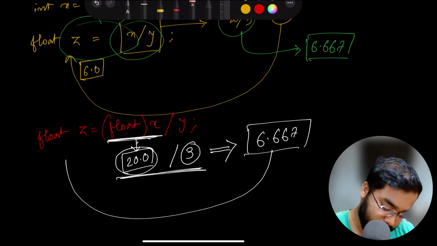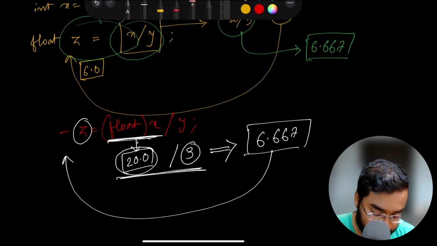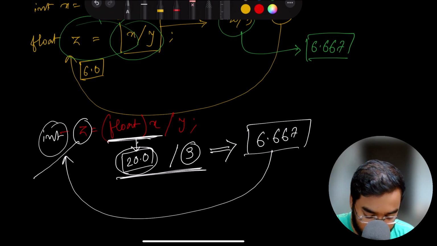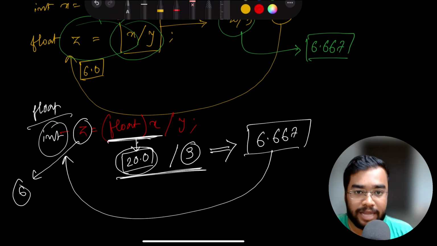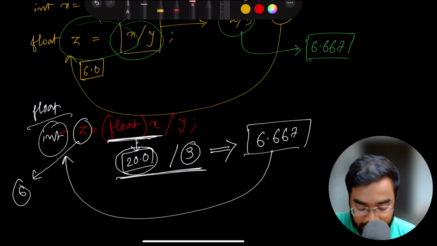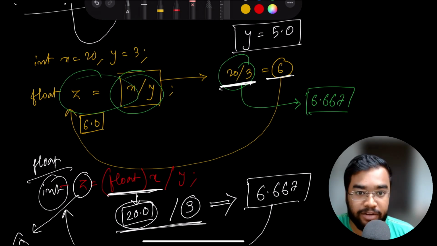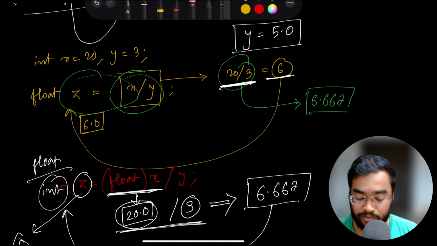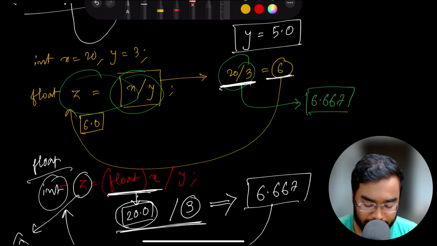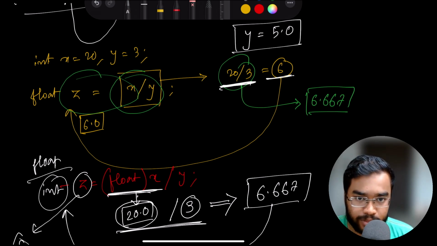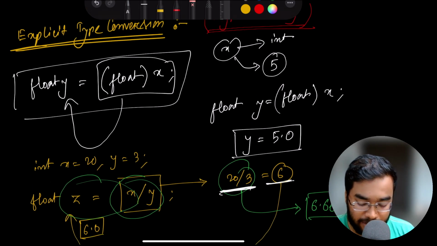And this float would be stored in z. Now, if I write here only integer, then z will have the value 6, but as I have written float, the z value would be 6.667. Here it was 6 because it is integer division by default, isn't it? That's why we need to convert it to a float, 20 or 3, any one of them doesn't matter, everything would be the same. Okay, so that's the explicit type conversion.